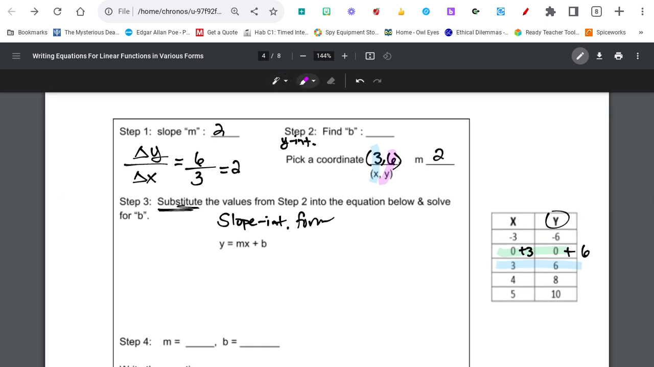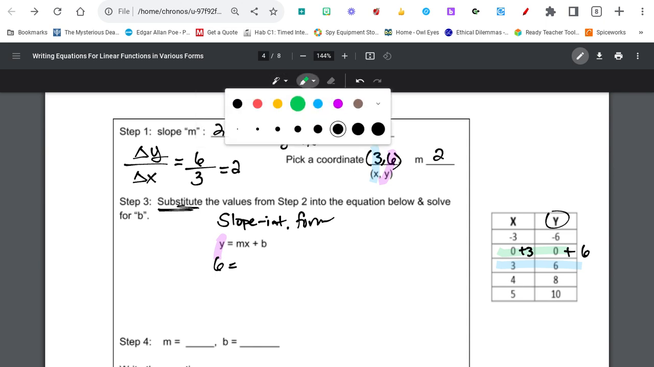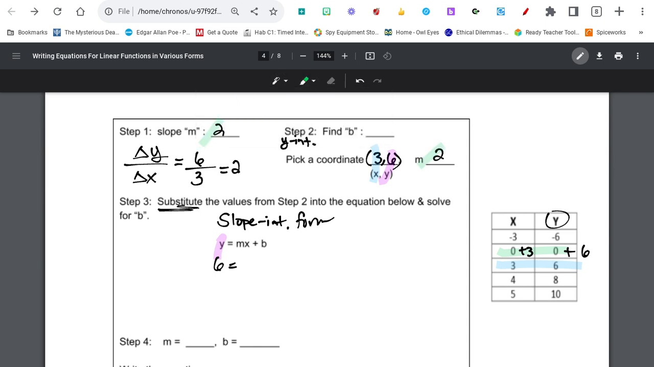So here I am going to plug in. Did I have a y in step 2? Yes, my y was 6, so put 6. Did I have an m? Definitely had an m. We found m here, m of 2. So I put a 2.